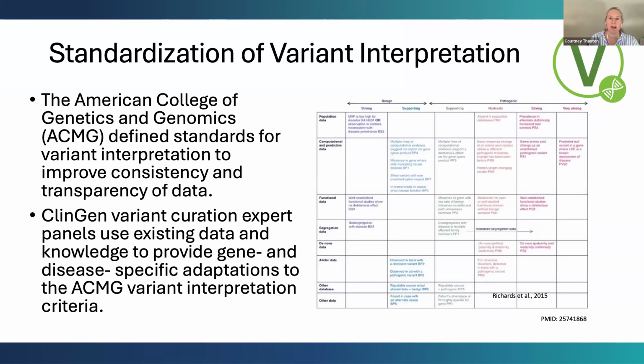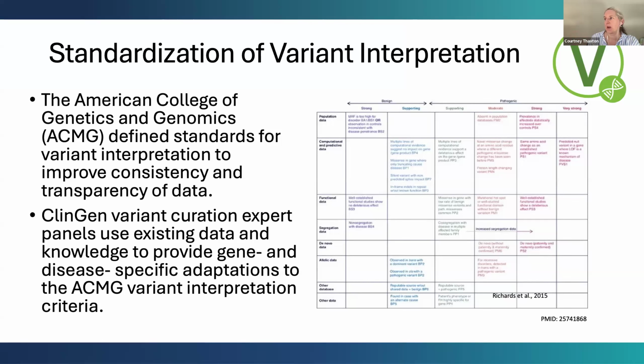We decided that we wanted to have our variant curation expert panels, or VCEPs, to really work based off the ACMG guidance from Richards et al. 2015, which nicely outlines different types of data elements that they want to look at for variant interpretation and classification, and looks at the strengths of that evidence. And so our variant curation expert panels go and use this as a basis, and then they look at that gene-disease relationship and they provide adaptations that are more specific.